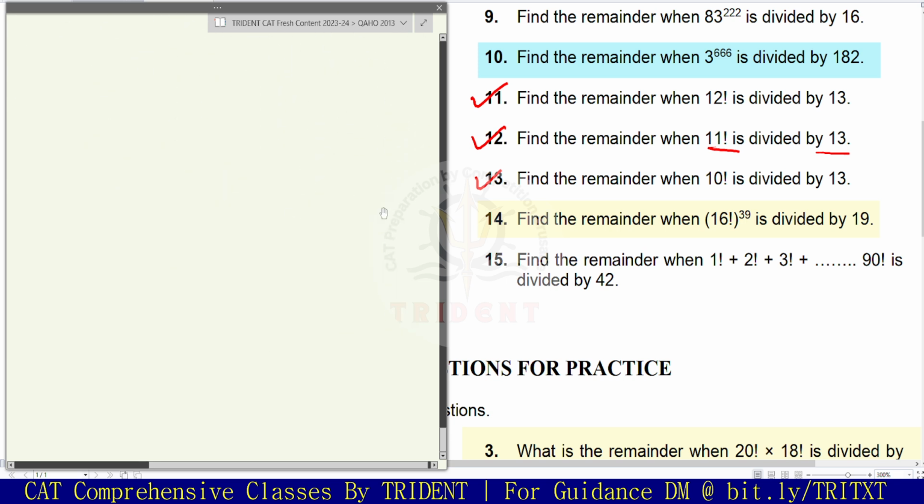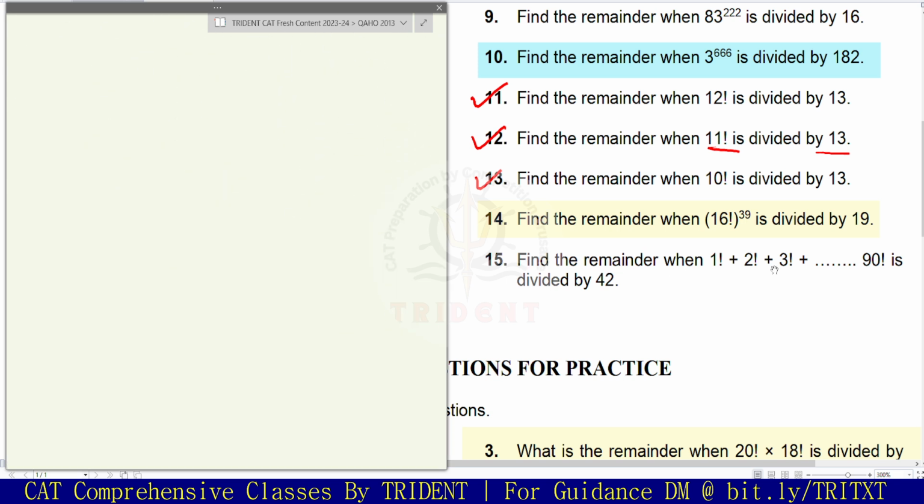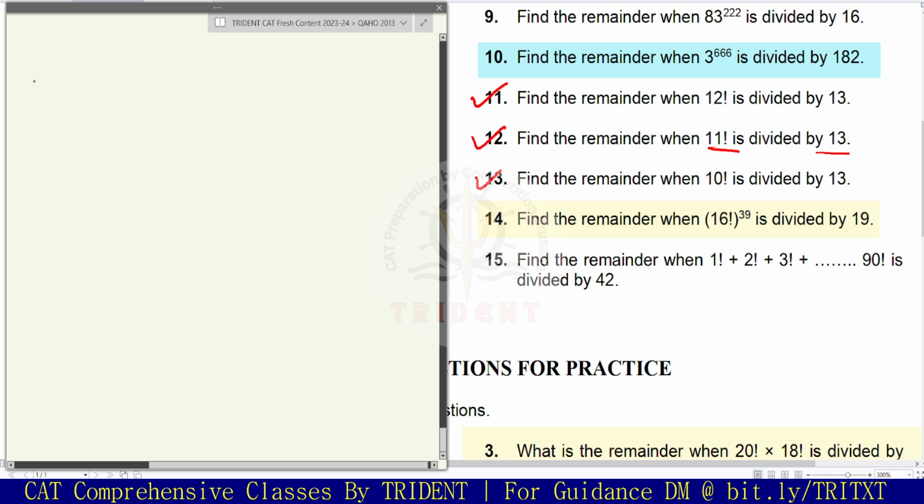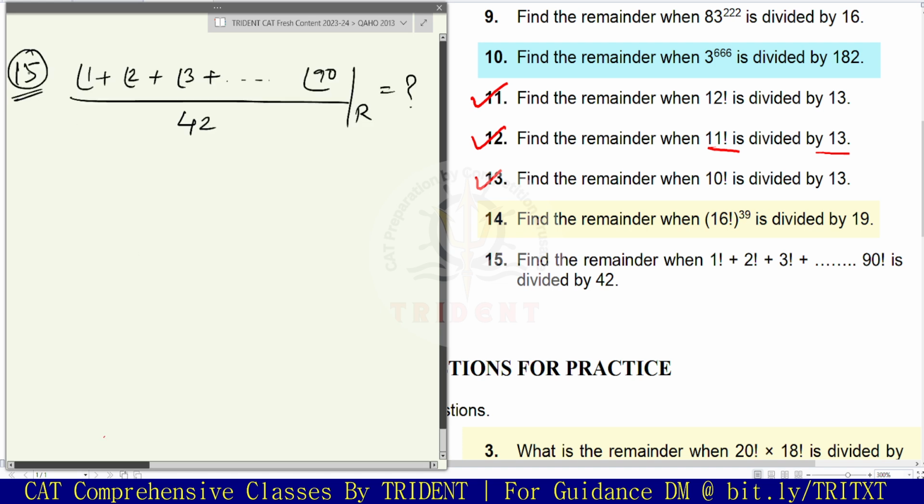Let's go to the last one. This is a good one. Find the remainder of 1 factorial, 2 factorial till 90 factorial divided by 42. All right, so this is an interesting one. I don't think question number 14 had some value, but 15 has no value. I'll tell you how. So we will look into this question now.